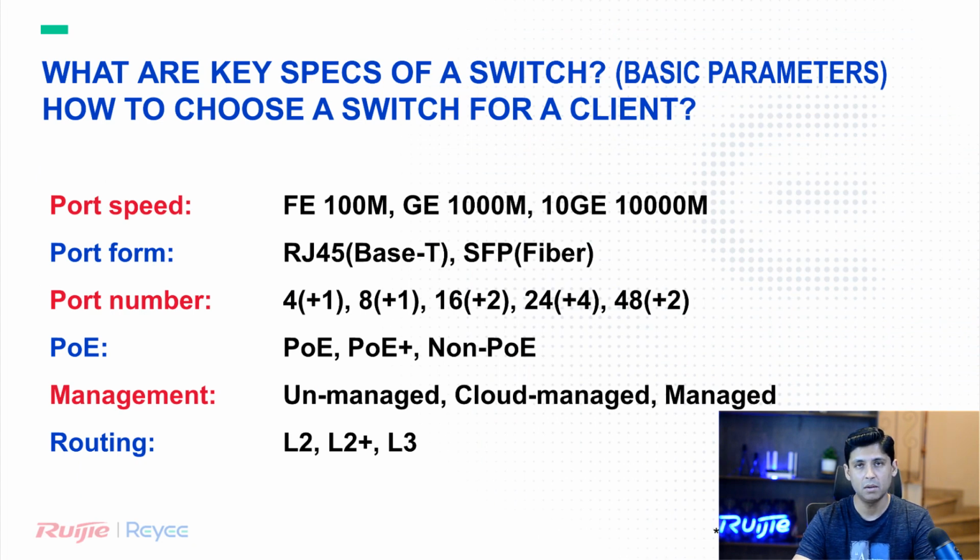The second thing we need to take care about is port form, whether it's an RJ45 type of port which the customer needs, or whether it's an SFP optical port. Then we can also see how many ports they want. Do they want 4 plus 1? Plus 1 means that one is uplink and there are 4 normal downlink ports.